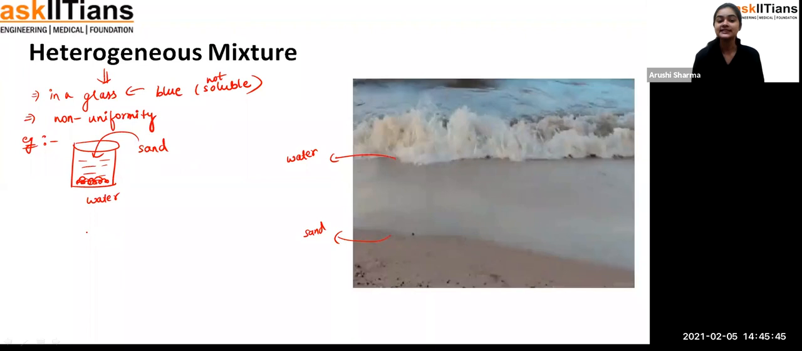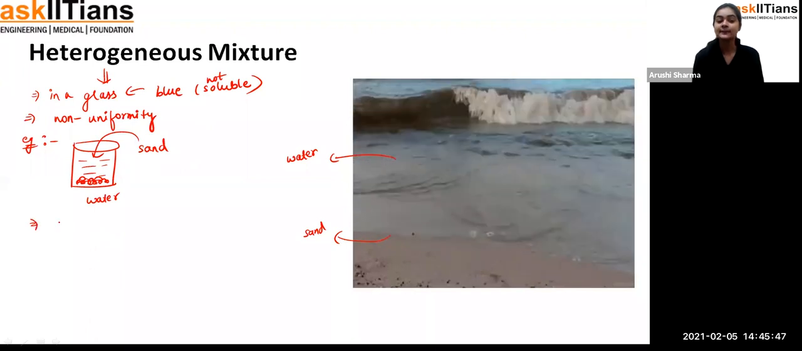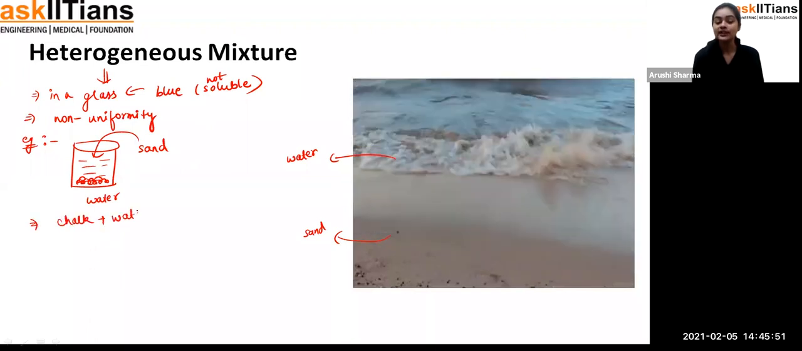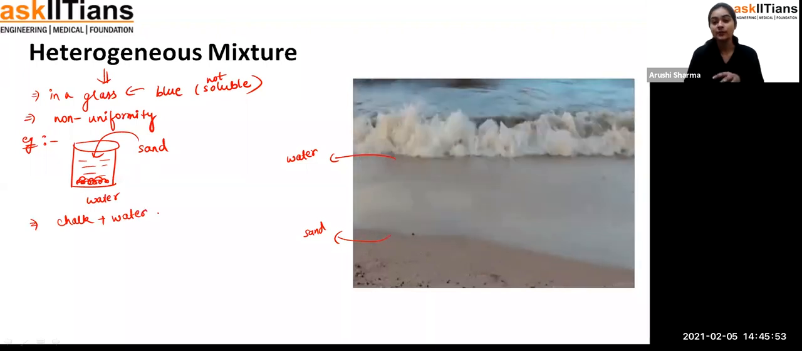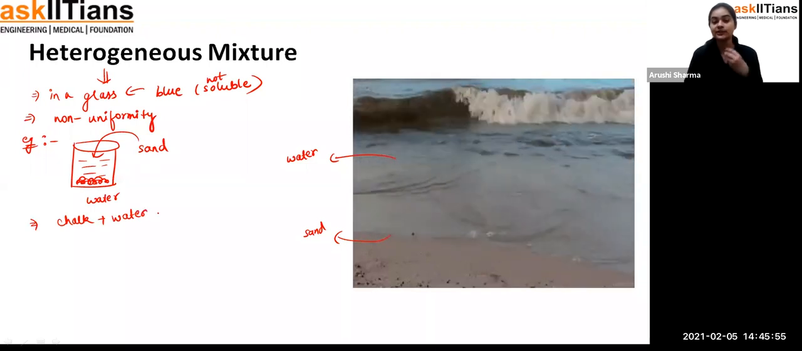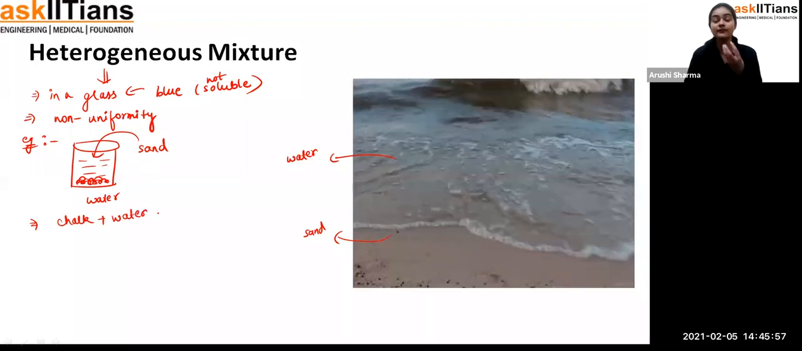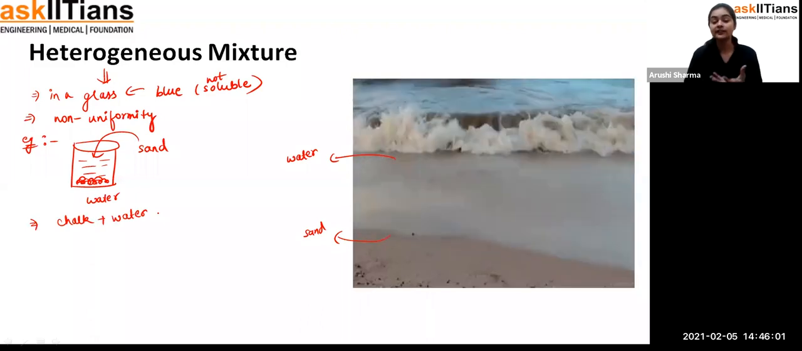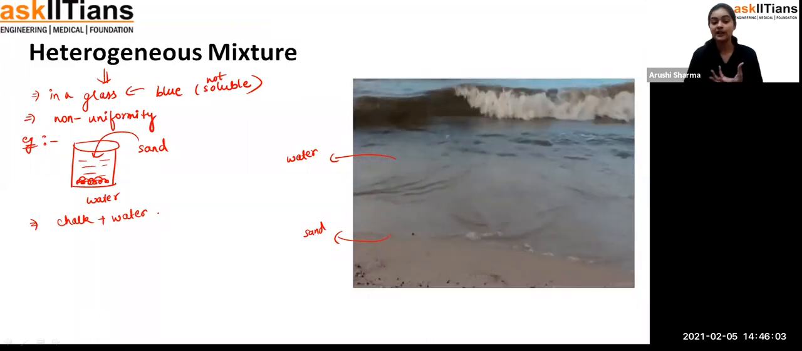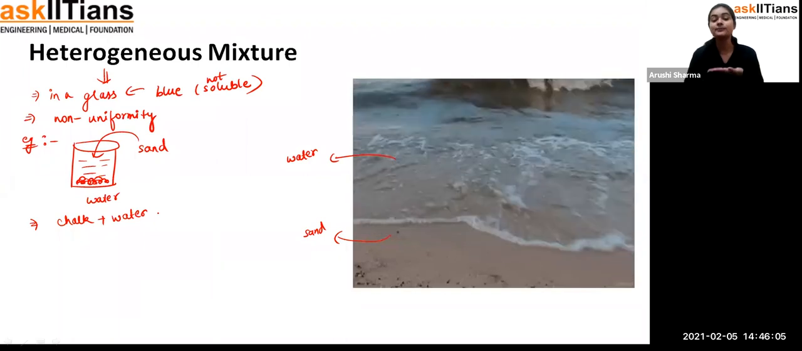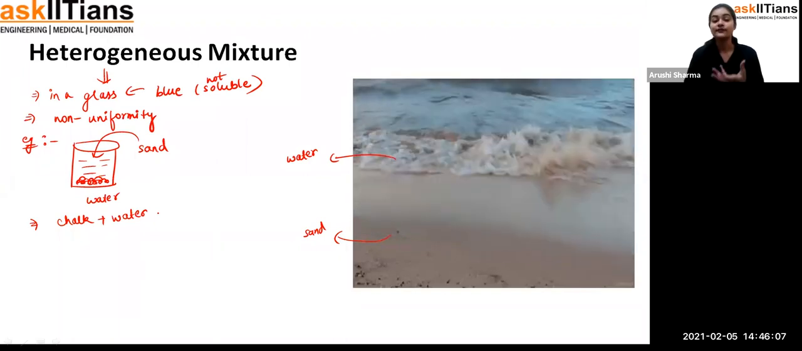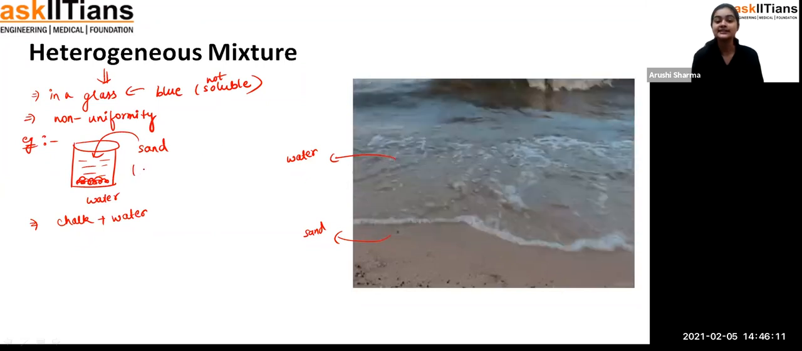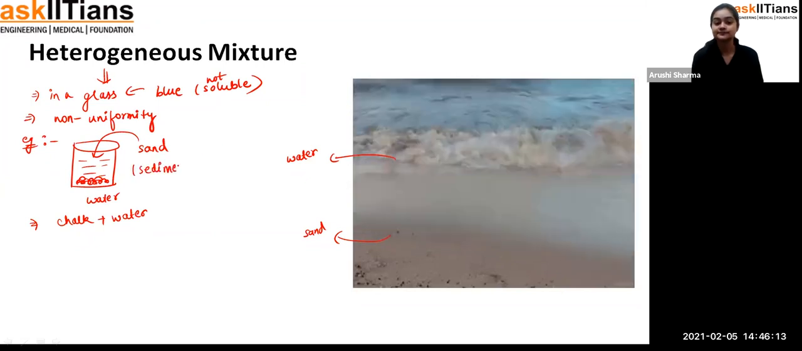Fine. So one is sand and water, and another example is chalk plus water. When you add the chalk into the water, yes, the water turns white, but when you observe it very carefully after some time, you will find that some of the chalk has settled down at the bottom of the water. We call this process the sedimentation process.